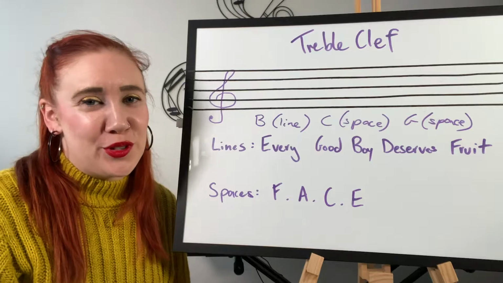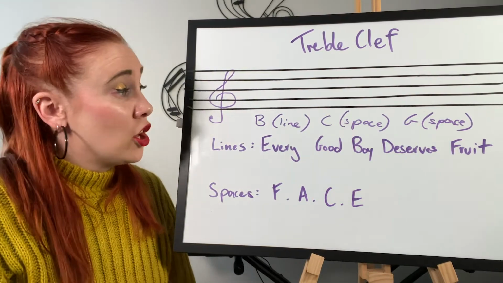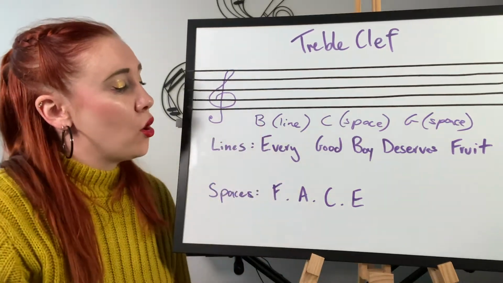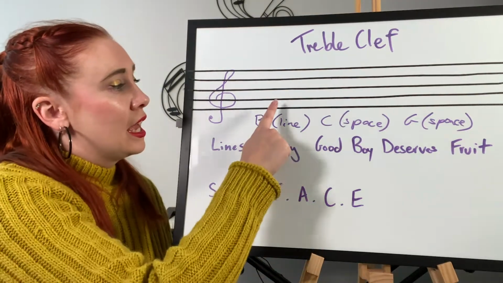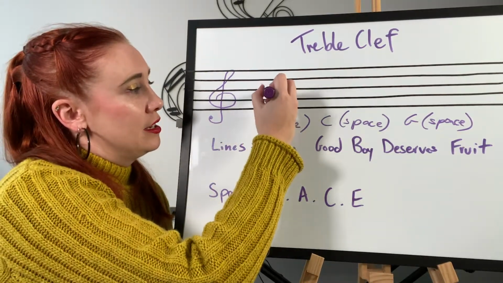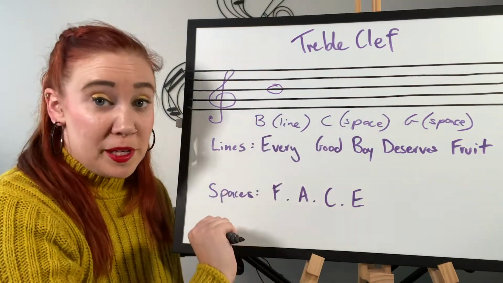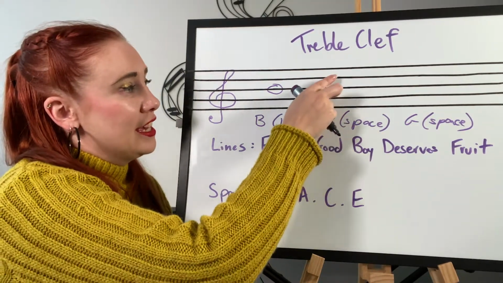Now we're going to finish off with drawing some notes. We're just going to use semi-breves like I did before. Okay, first one is B on a line. Every good boy. And I'll write that where I got to. C on a space. So I'm going to use my space rhyme. F, A, C.